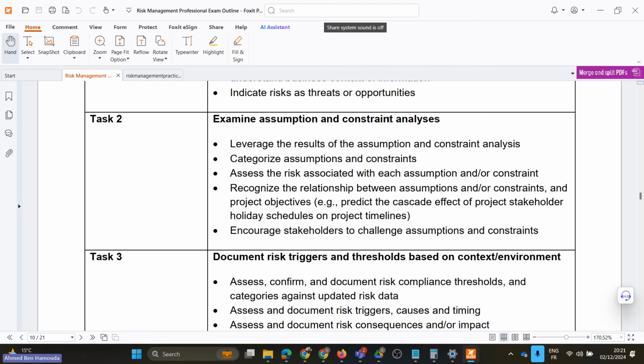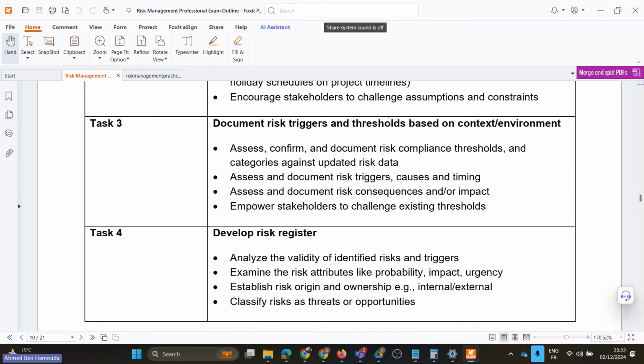So engaging the stakeholders to deal with these assumptions and constraints and challenge them or validate them, that's something important you need to do as a project manager. And we will see different questions depicting these different scenarios. Okay, task 3 in the second domain is about documenting the risk triggers and thresholds, depending on the context or the environment.